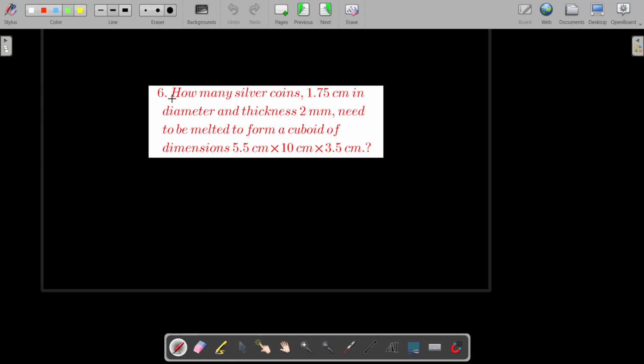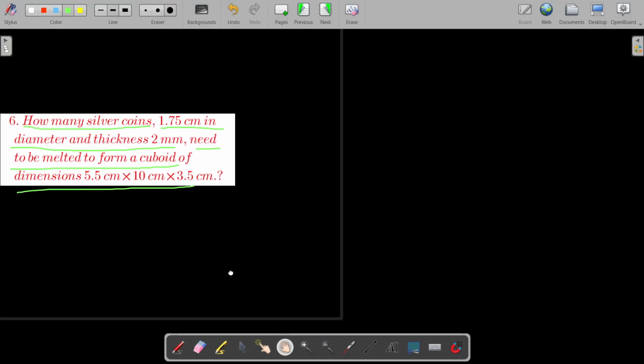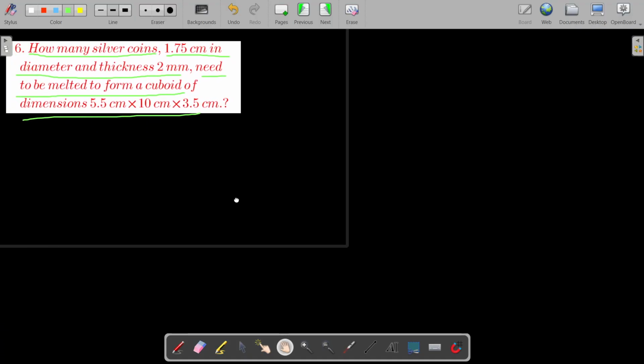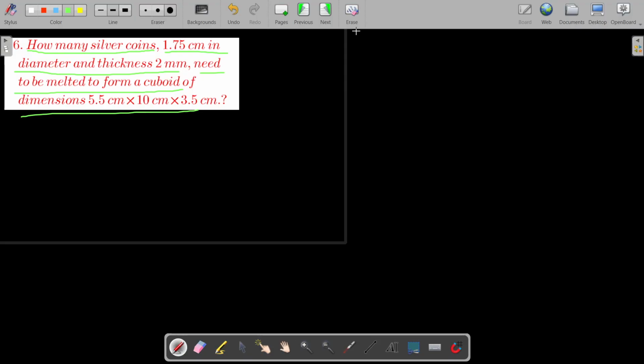So let's do this problem. So we have how many silver coins of 1.75 centimeter in diameter and thickness as 2 millimeters need to be melted to form a cuboid of dimensions this. Okay, so this problem concept is also involved with volume.